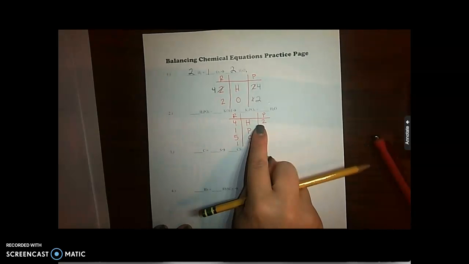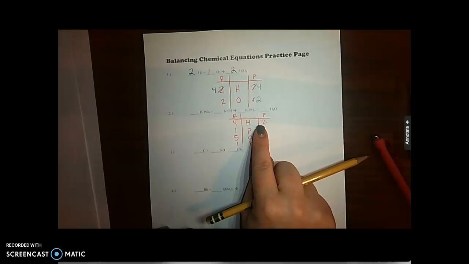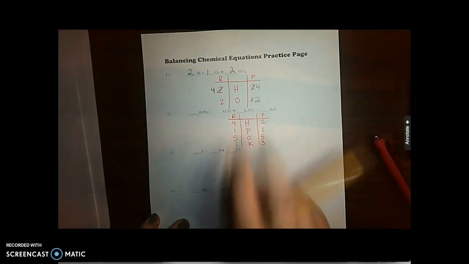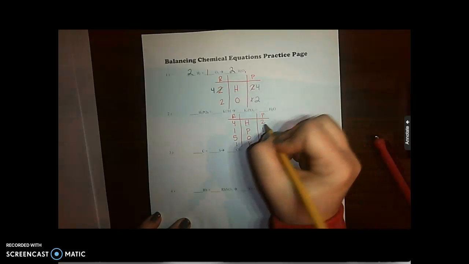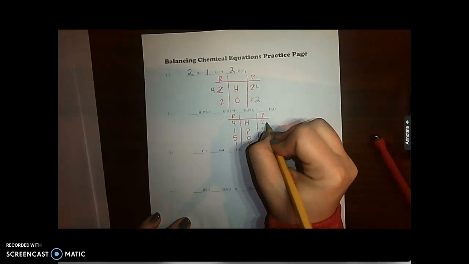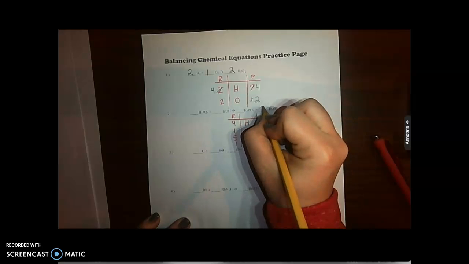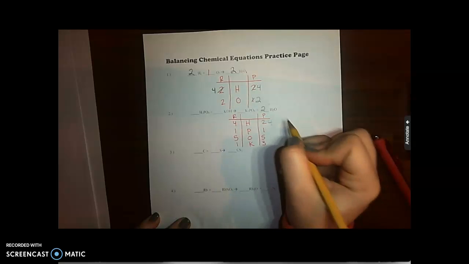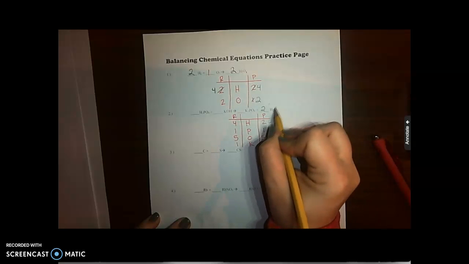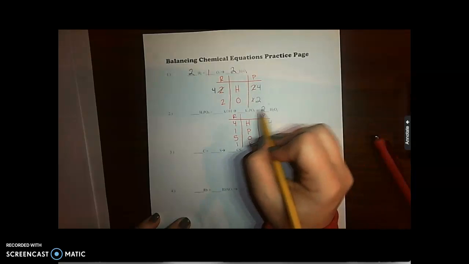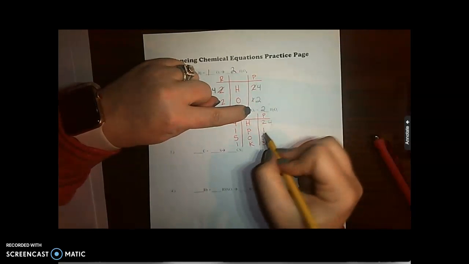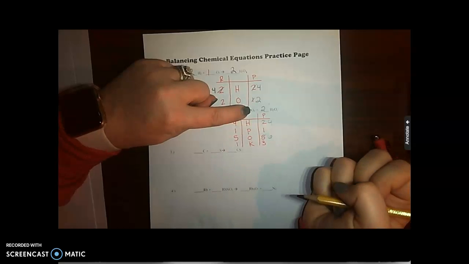So my hydrogens are not balanced, so let's try to balance those first. 2 and 4, the lowest number they can both be would be 4. So I'm going to come over here. In order to make this 2 a 4, I would have to multiply it by 2. So 2 times 2 is 4, but it also multiplies by that 1 oxygen. So now I have 4 oxygens here plus the 2 oxygens here. So I have a total of 6 oxygens.